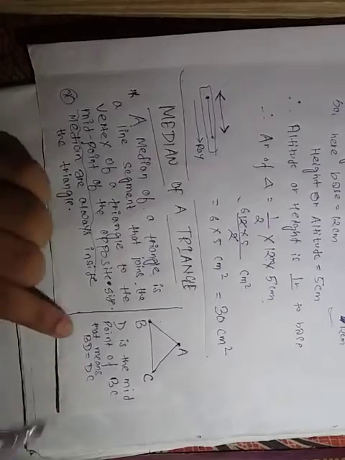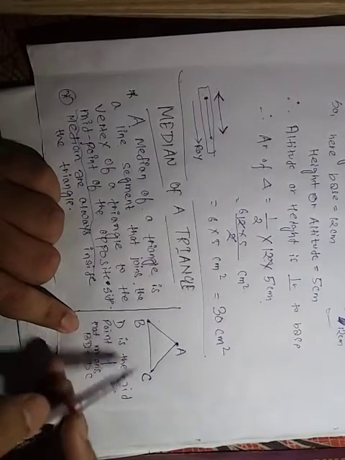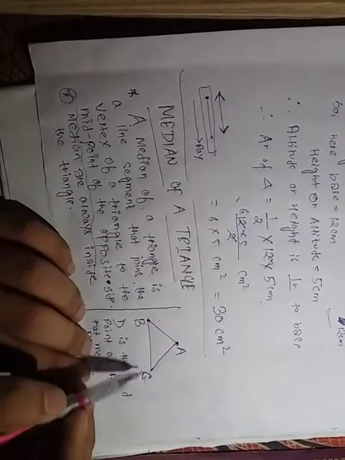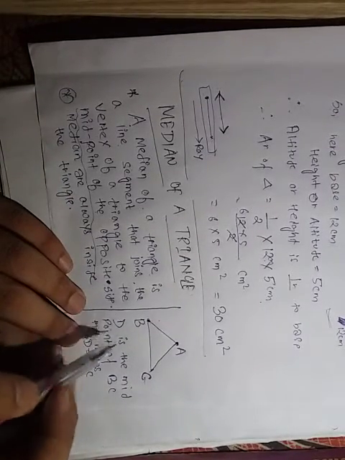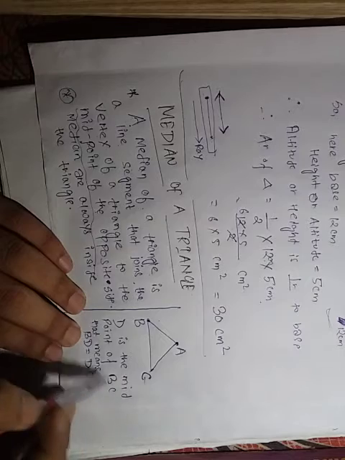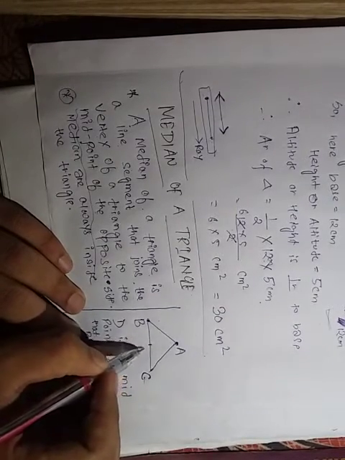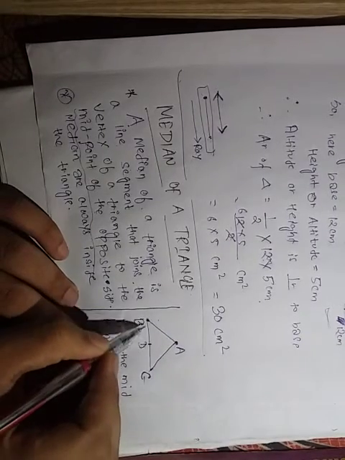Now to understand it more clearly, now see here, let us take BC one side. Okay, now I am writing that D is the midpoint of BC. Okay, that means there will be a point in BC, that is D. So D is the midpoint of BC.